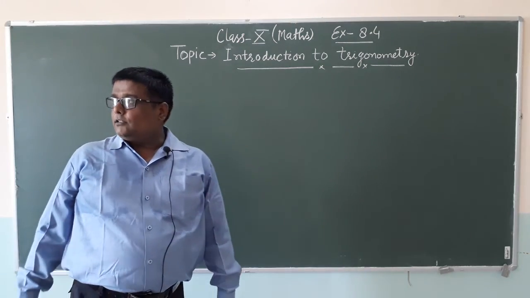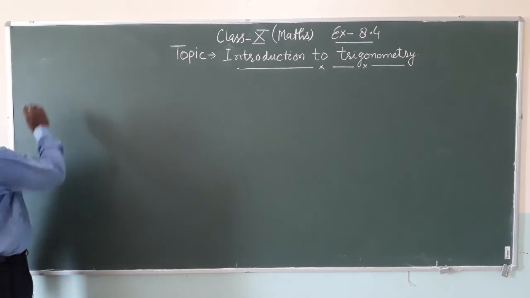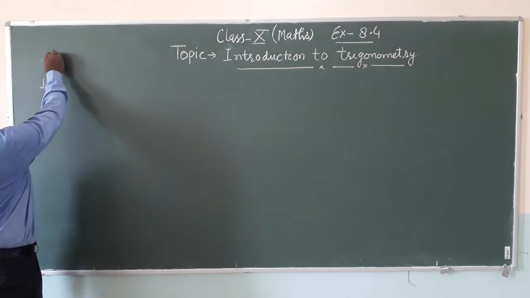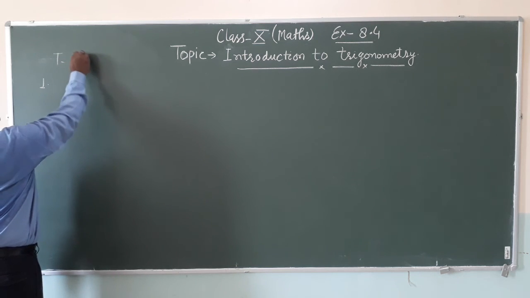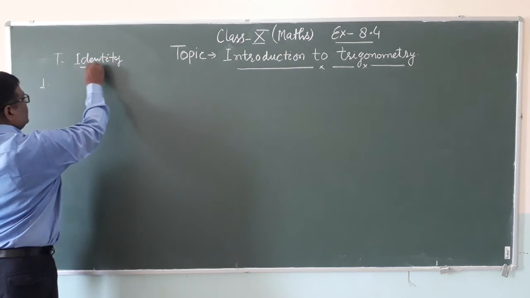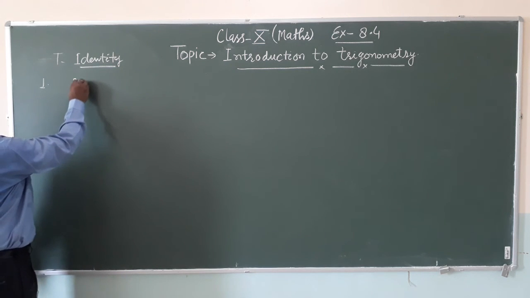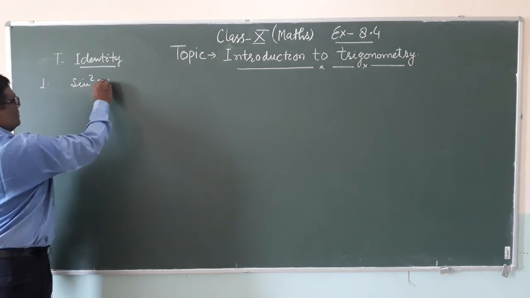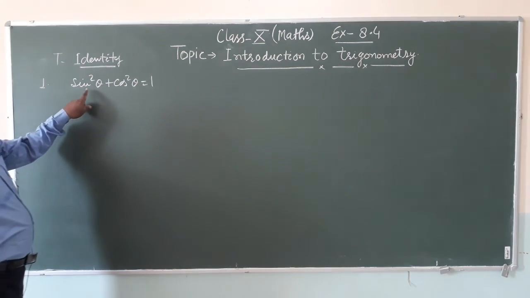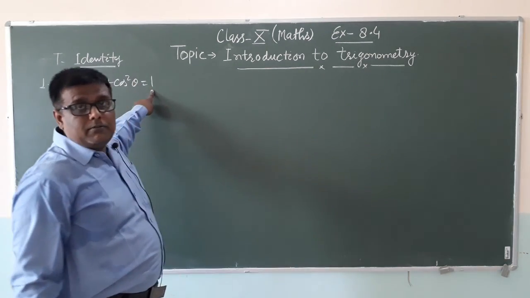That is, the value is equal to 1. There are three trigonometric identities. First, identity means the value of, that is, sine square theta plus cos square theta is equal to 1. So the value of sine square theta plus cos square theta is 1. This is our first identity.